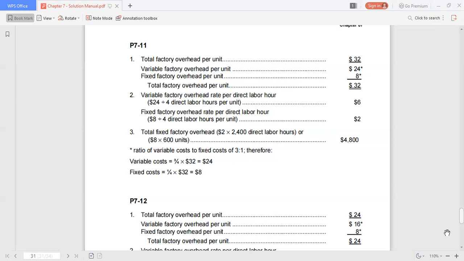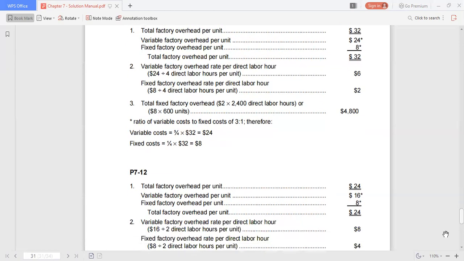So materials purchased, 13,500 yards at 1.55 per yard. Materials used, 13,000 yards. Direct labor, 2,620 hours. Total factory overhead is for 1,300 units actually produced. So number one, compute the variable and fixed factory overhead rates per unit. Number two, variable and fixed overhead rates per direct labor hour, and total fixed overhead based on normal capacity.